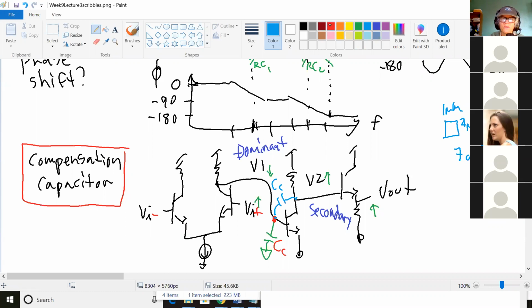So in general, compensation capacitors don't go to ground. If you have a gain stage, the capacitance goes from the input of the gain stage to the output of the gain stage. And now that capacitance looks big on this side. It gets multiplied by your 1 plus AV. On this side, it looks pretty small. It just looks like whatever capacitance you put there.